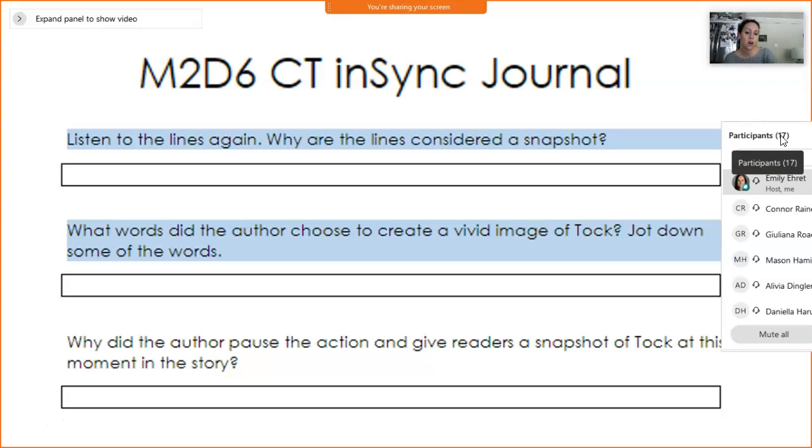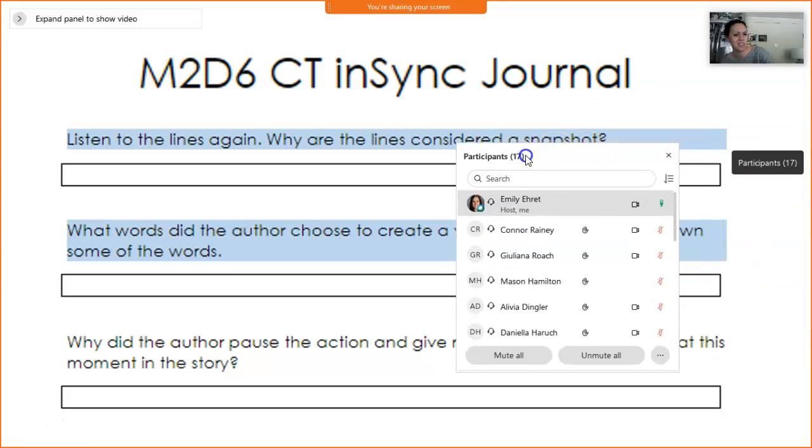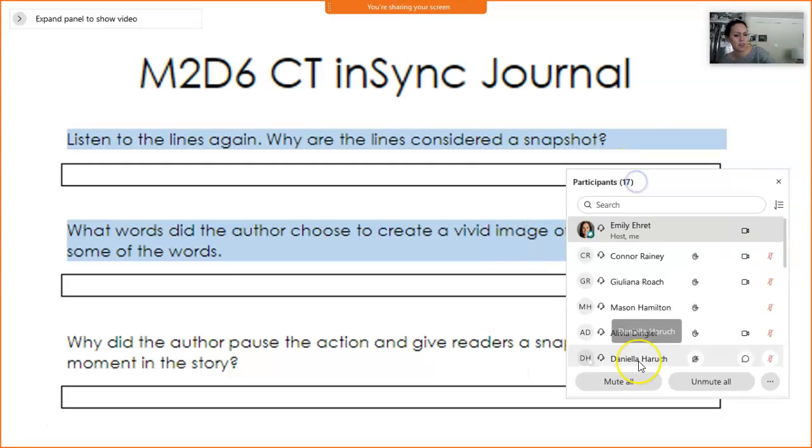What words did the author use or choose to create a vivid image of Tock? We just wrote all of those down, so I want you to put that in that box. And why do you think the author paused the action to give the readers a snapshot of Tock at this moment in the story? Why do you think the author might have done that?